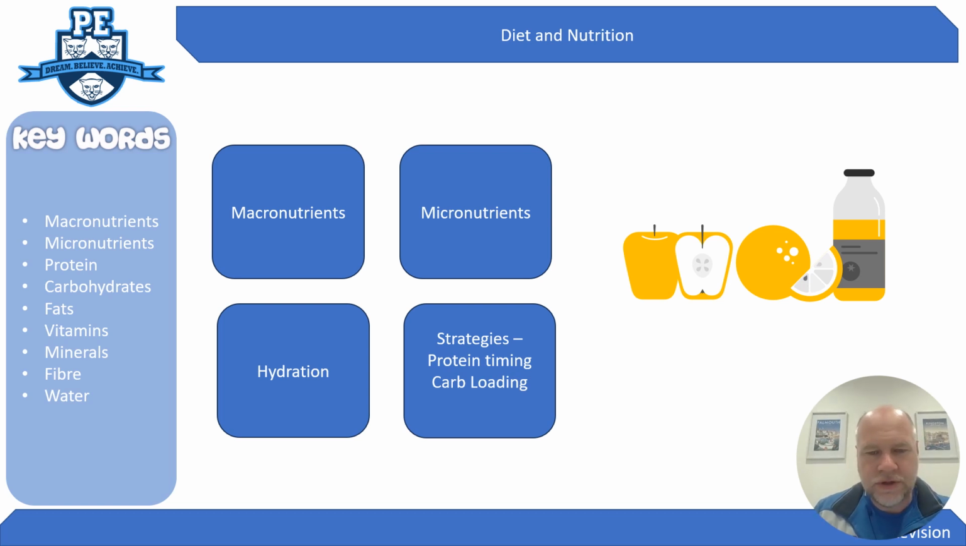Okay, everybody, so we're going to revise the diet and nutrition aspect of GCSE PE. The main four areas you're going to really be focused on are questions on macronutrients, questions on micronutrients, hydration and hydration strategies, and then other nutritional strategies such as protein timing and carbohydrate loading. So they're the main four aspects that you'll be facing in the paper.